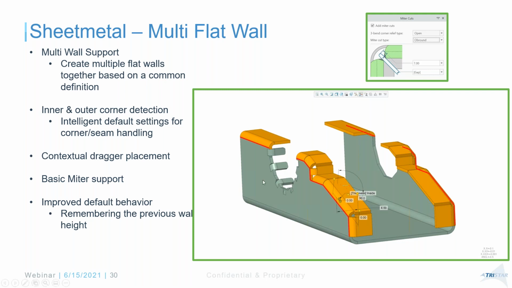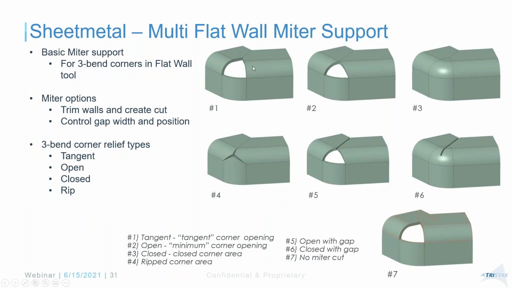It has miter support, many of the options we had before, but it's nice that you're able to do all this in one go instead of doing a copy-paste or having to do it one at a time before. And also better options. You've got about 7 options here. When you have this 3-bend corner right here, do you want to have it as tangent, or as minimum corner opening, or would you prefer a ripped corner instead?